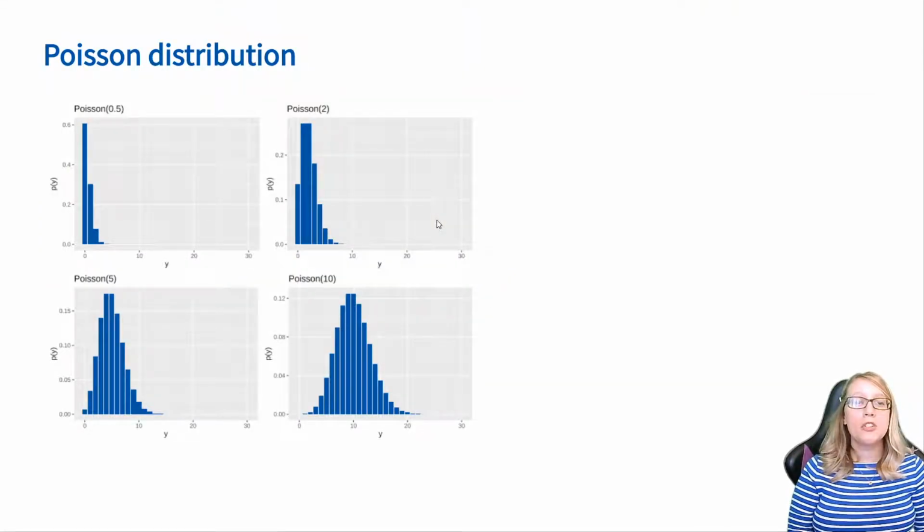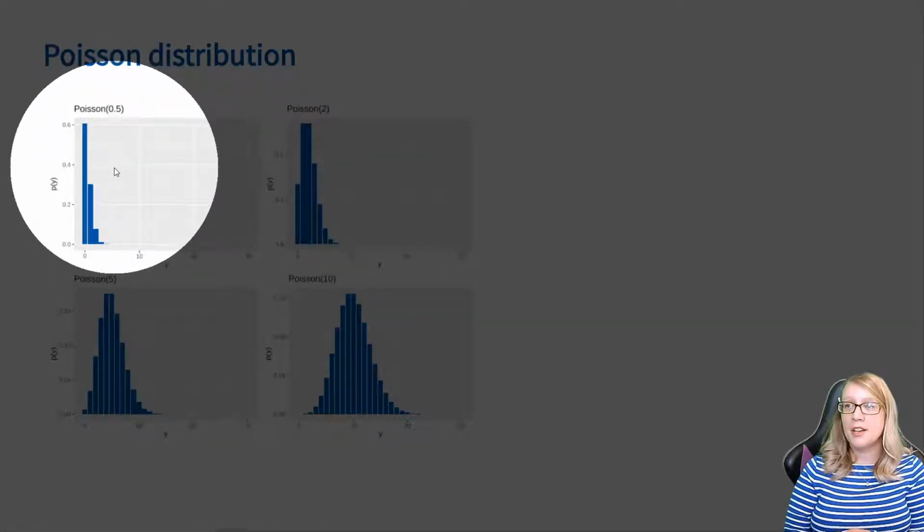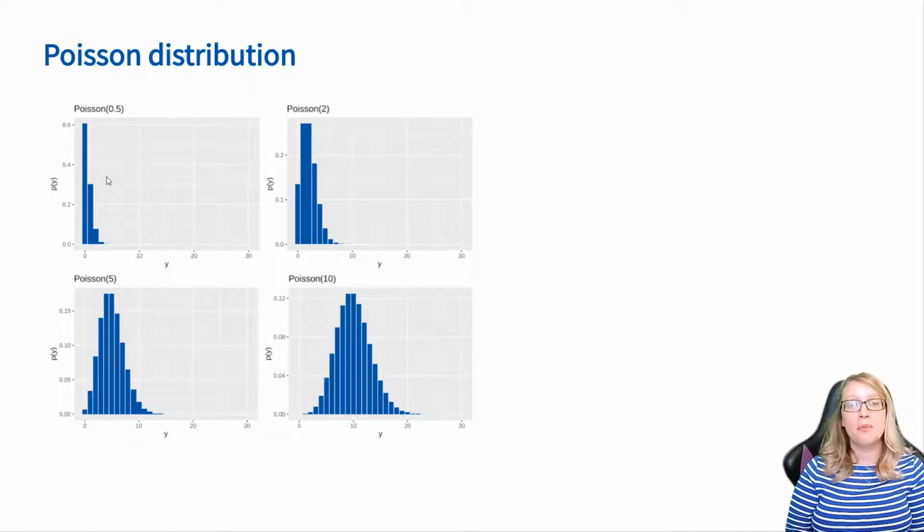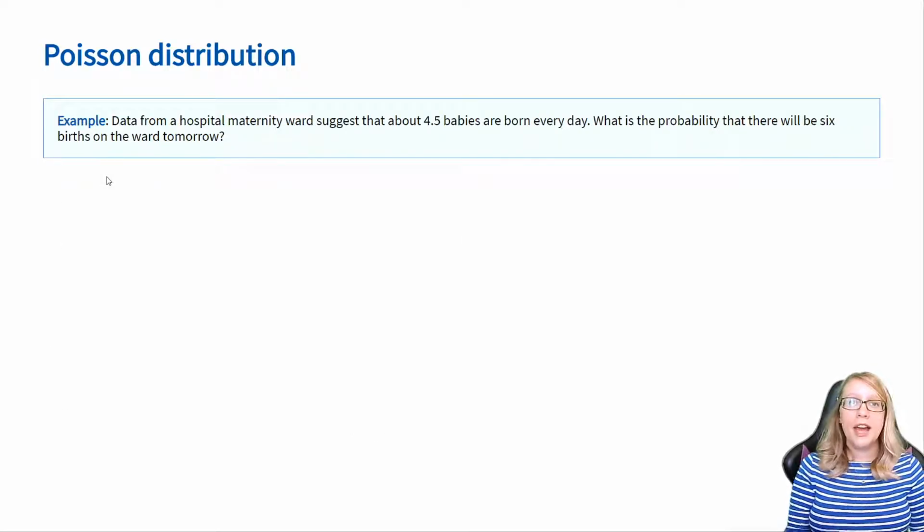The Poisson distribution can be used to represent counts, so how many times something occurs over a finite set of time, or area, or place. For example, we can take a look at how this Poisson distribution changes depending on the parameter lambda. For small lambda, we would expect to see very small counts, things like 0, 1, 2, quite frequently. As we increase our parameter lambda, we tend to see higher counts y. So let's take a look at an example.